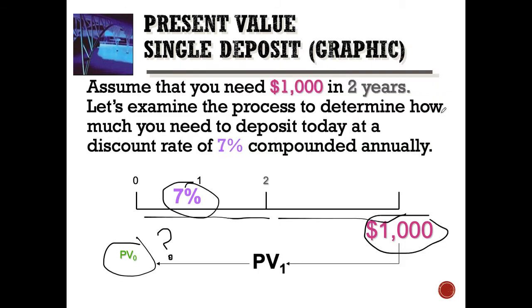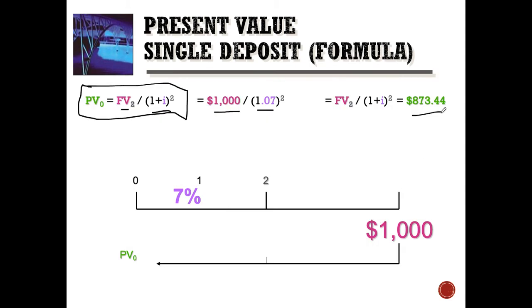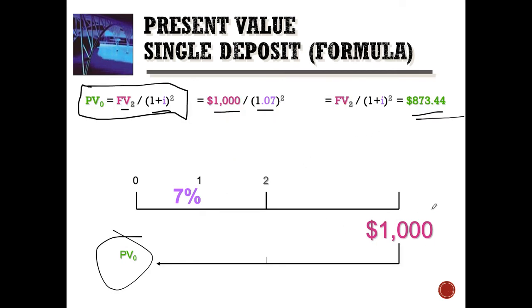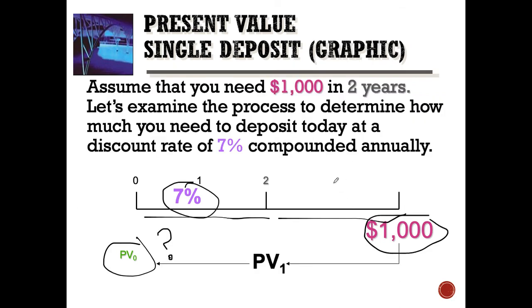So you need to deposit $873.44 today to get $1,000 in 2 years, using a discount rate of 7% compounded annually.